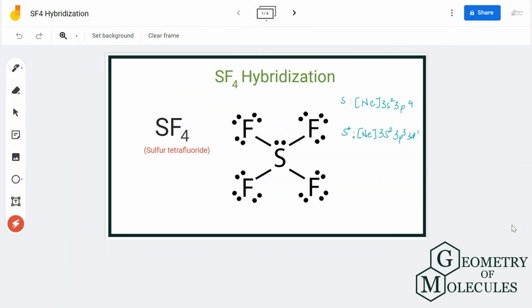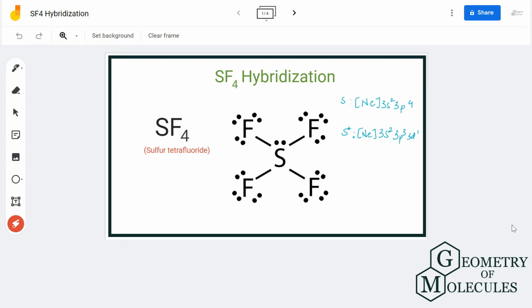Hi guys, today in this video we are going to determine the hybridization for the SF4 molecule. It's the chemical formula for sulfur tetrafluoride, and it is made up of one sulfur atom and four fluorine atoms. Here, as you can see, there are four bonding pairs of electrons and one lone pair of electrons on the central sulfur atom.